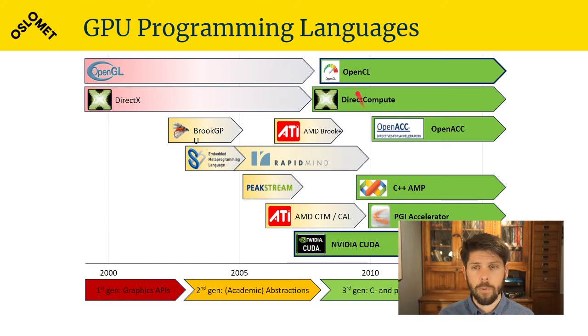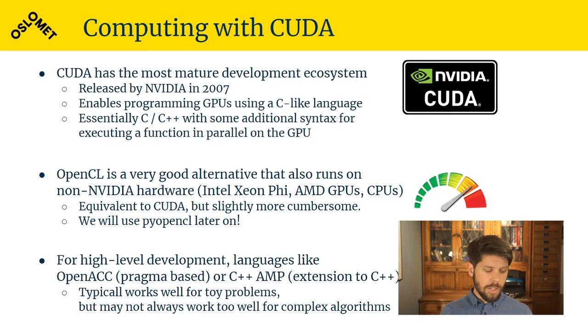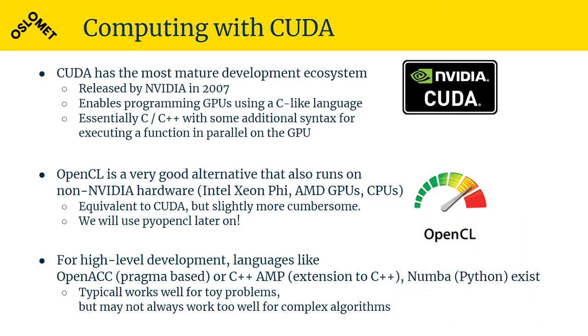And in this course, we're going to be looking at OpenCL and CUDA, which are the basic building blocks for building high performance code on GPUs today. Now, CUDA was released back in 2007, and it enables GPUs to be programmed with a C-like language. It's essentially C or C++ with some additional syntax. We'll look at examples later on. And OpenCL is a very good alternative, very similar, and runs on all other hardware than NVIDIA, essentially. Or it runs on NVIDIA as well, but it runs on all other hardware too.